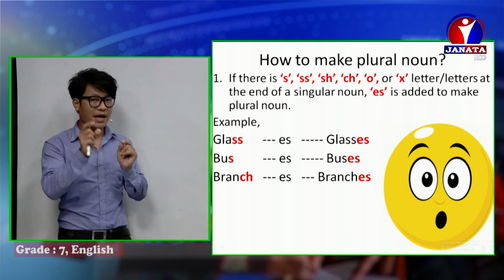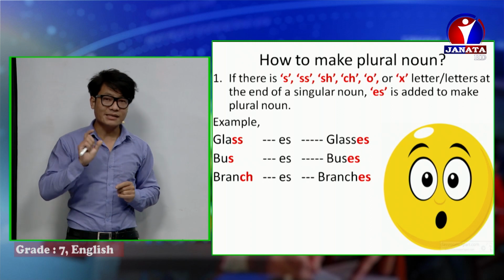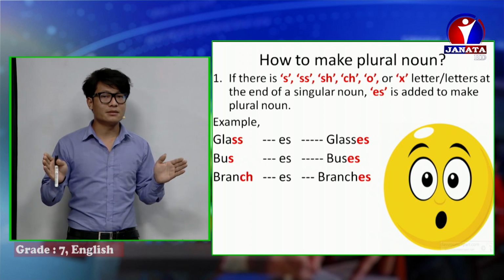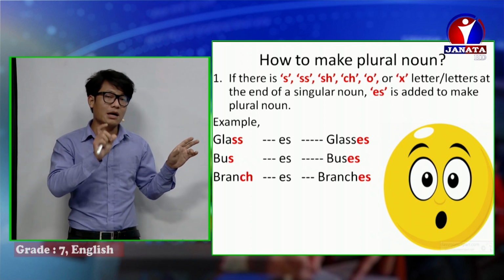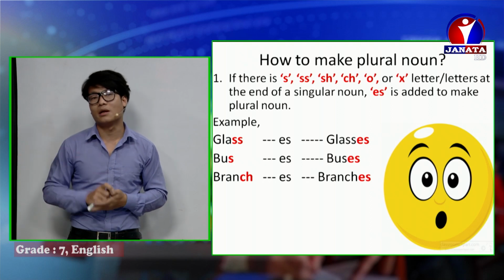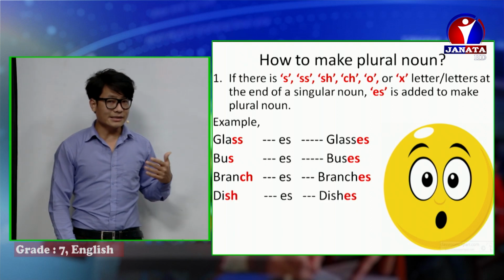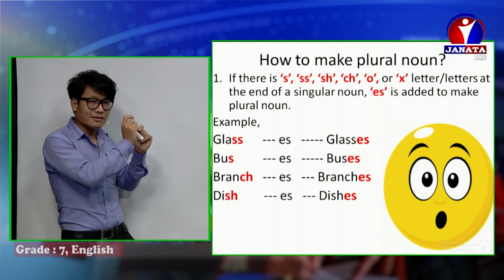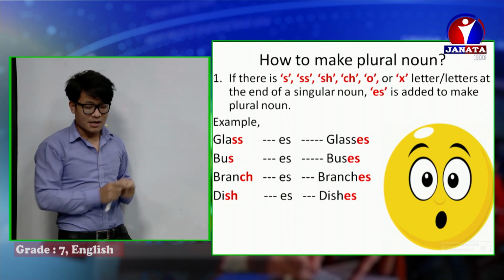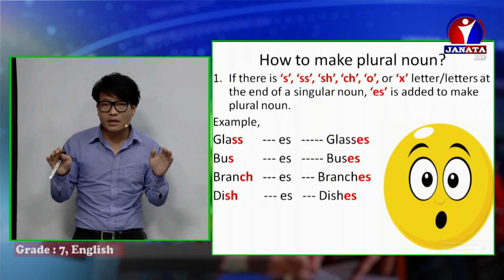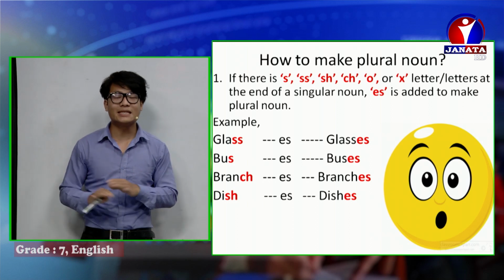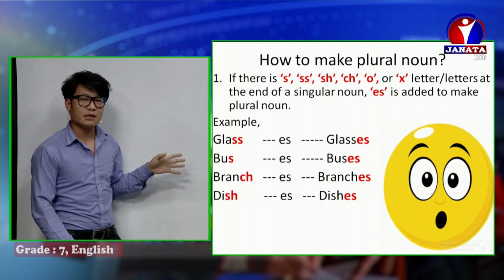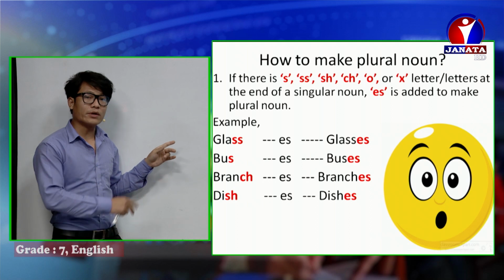Next is branch, B-R-A-N-C-H. C-H. Branch. We add ES and it becomes branches. Branch is a singular countable noun and branches is a plural noun. Next is dish, D-I-S-H. You can see S-H letters, and now we add ES and it becomes dishes. So, these are the ways how we change singular countable noun into plural.